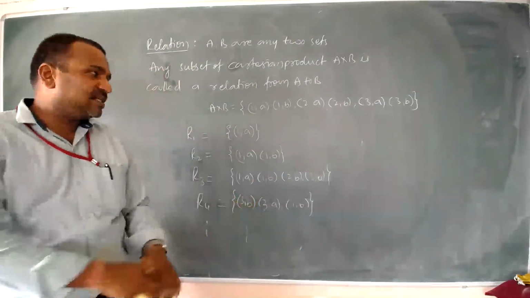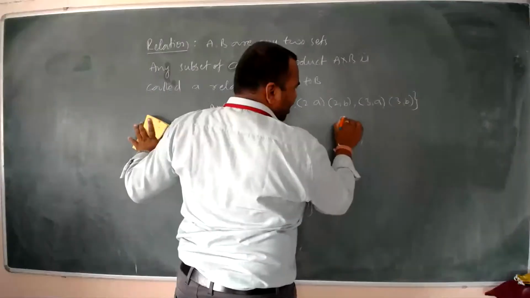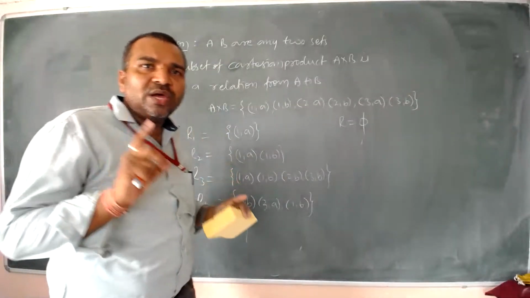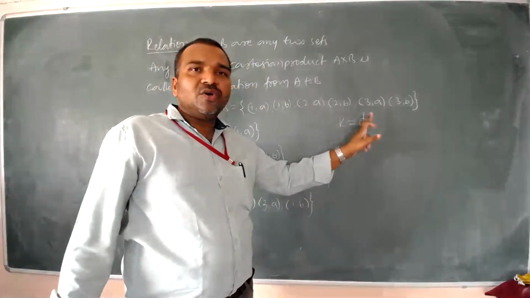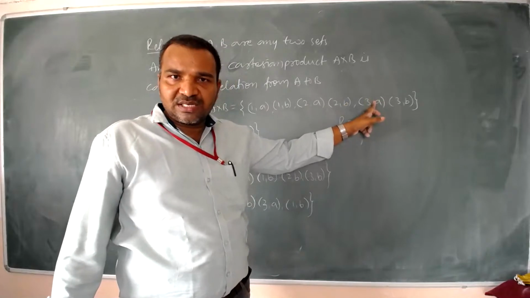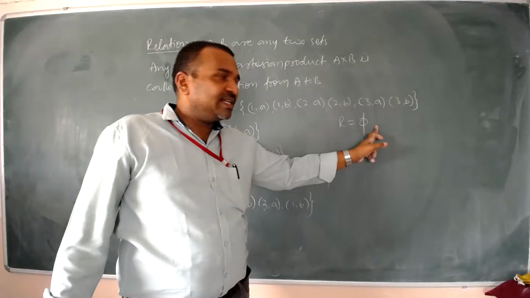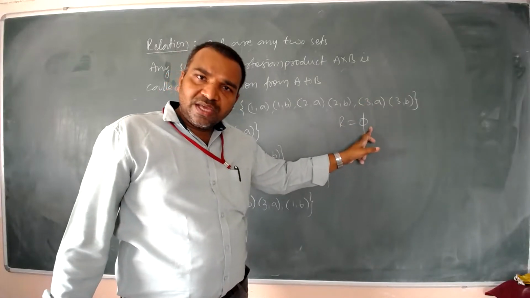These are also relations. Check it more. I will take R equal to the null set. It is also a relation. Why is it a relation? Because the null set is also a subset of A cross B. Subset is a relation, so the null set is also a relation.